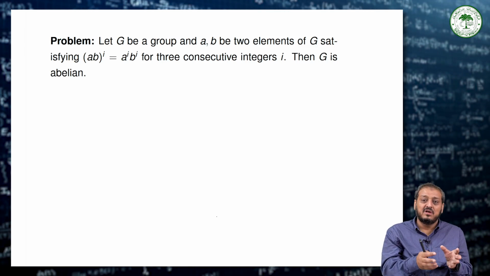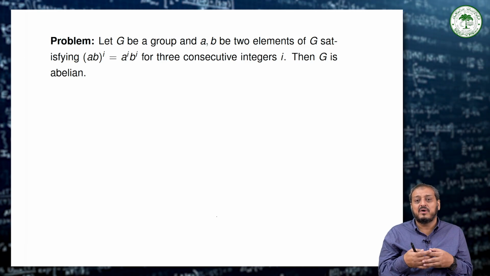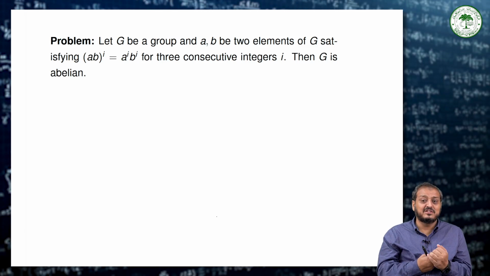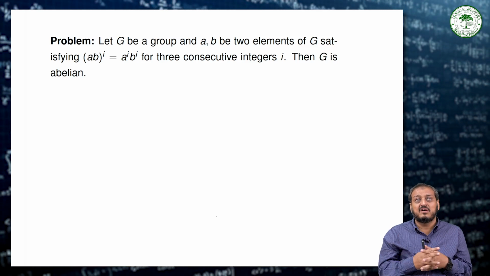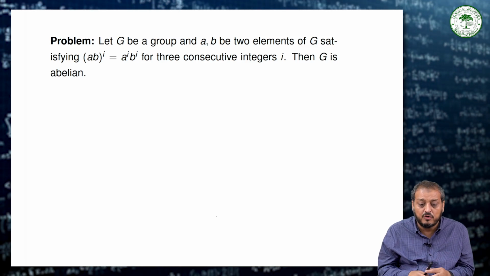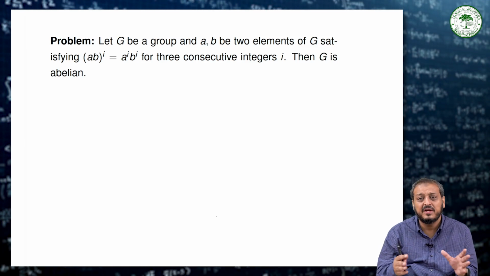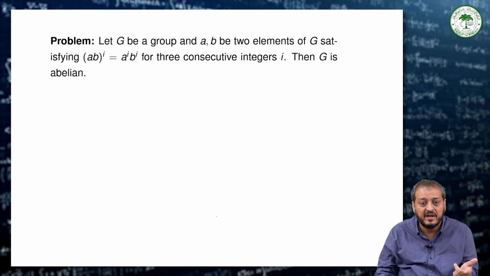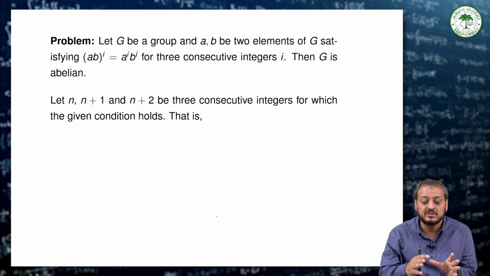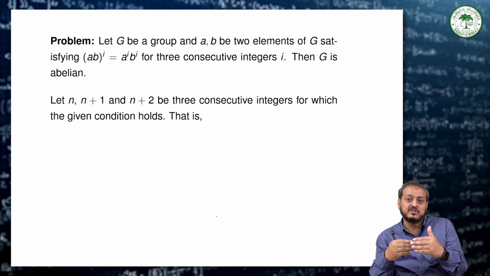Now here we have to try to say that if we have a condition satisfied, (ab)^i = a^i b^i for 3 consecutive integers i, then G is abelian. So let's try to solve this, because it is saying that it is true for 3 consecutive integers. So we assume 3 consecutive integers n, n plus 1 and n plus 2 for which the given condition holds.